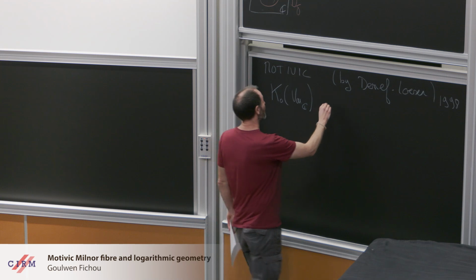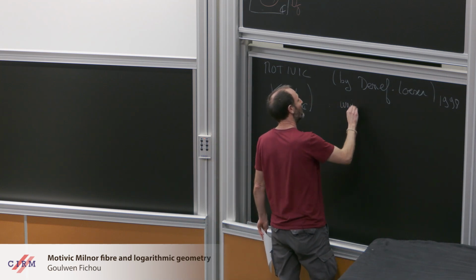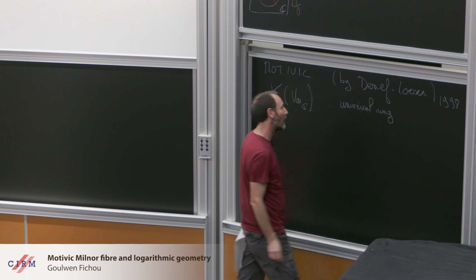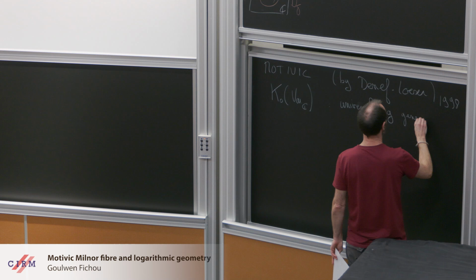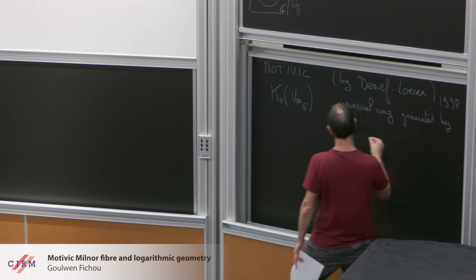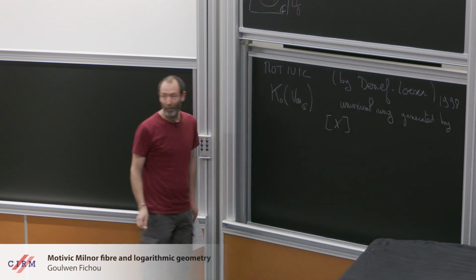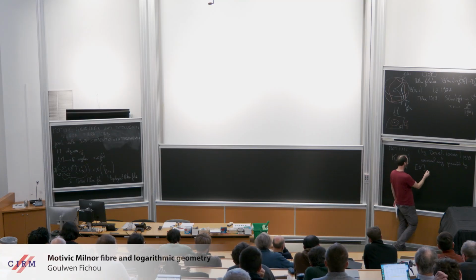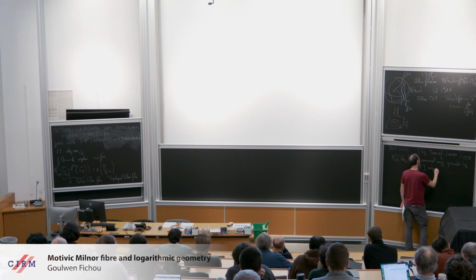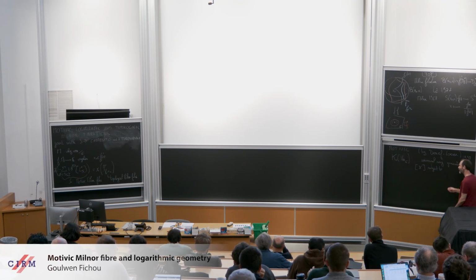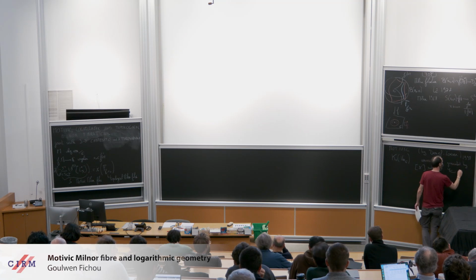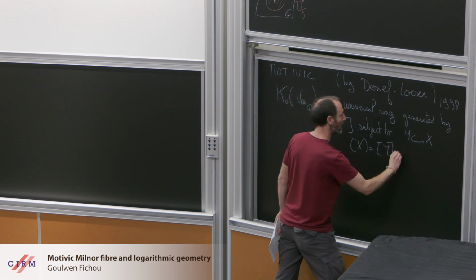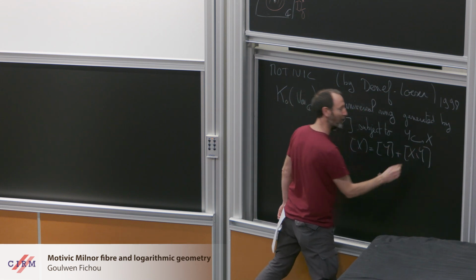Let's just say that some, say, universal ring generated by classes of algebraic varieties over C. So this bracket will be for these classes. And you have some relation. So additivity relations. So if you have a closed immersion, then the class of the big variety is the class of the small one, plus the class of the complement.